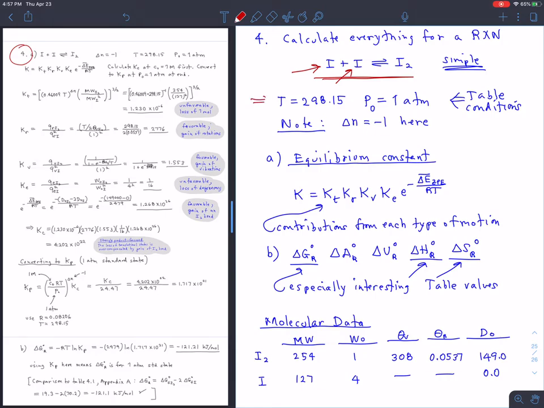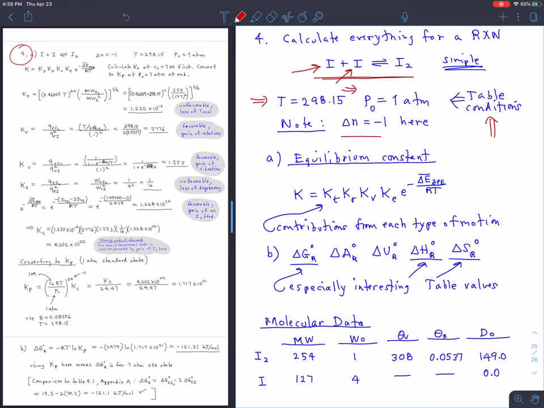I chose a temperature of 298.15 and a standard state pressure of 1 atmosphere. I chose those values because those are the table conditions. So the numbers we get will be comparable to numbers from the tables. We can see how well we're doing.